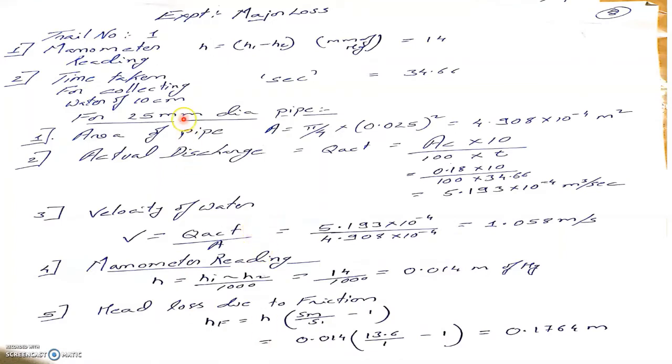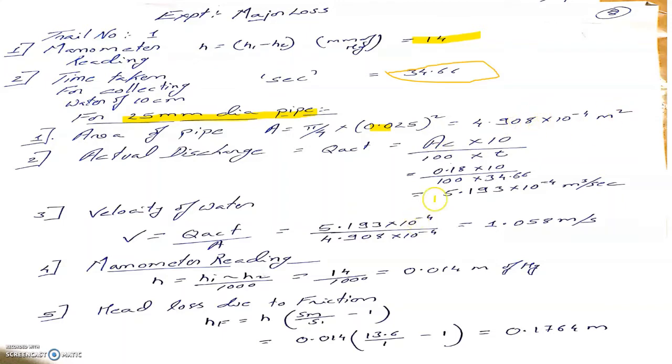Here what I have done is I have taken readings when we were conducting the laboratory test. I got a differential manometer reading of 14, and I got the collection tank reading with respect to a 10 centimeter rise. The time was 34.66. By using these two, I calculated the area of the tank. This calculation is for the 25 mm diameter pipe.